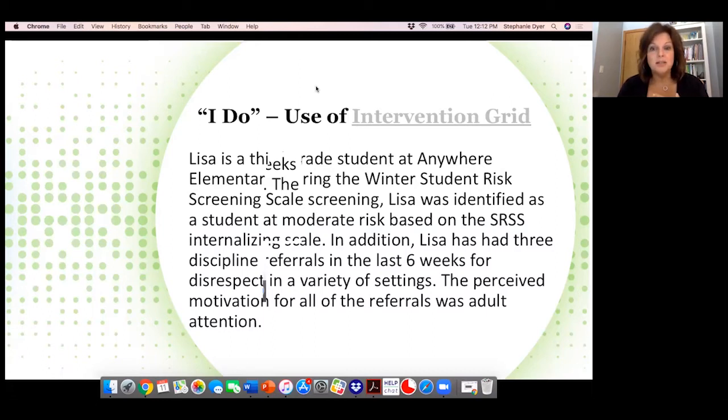The second question is, are there standard intervention grids, or who establishes the criteria that's in the grid? What I gave you today is just an example. It's just Anywhere Elementary's example, and they set their own criteria based on their context. So I'm going to give you a couple of quick examples.